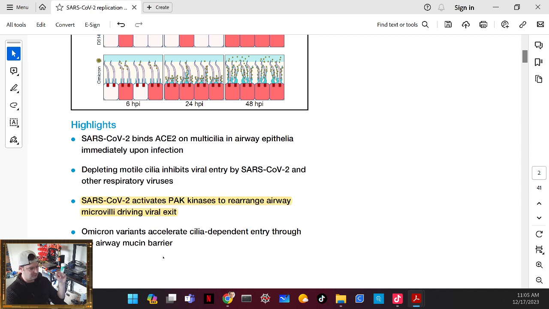And then Omicron variants accelerate cilia-dependent entry through the airway mucin barrier. So that's going to be interesting too.